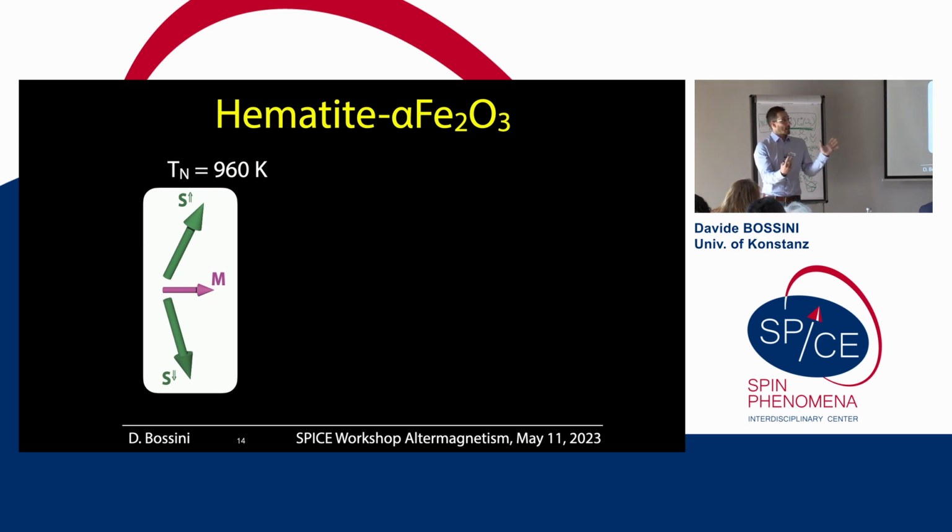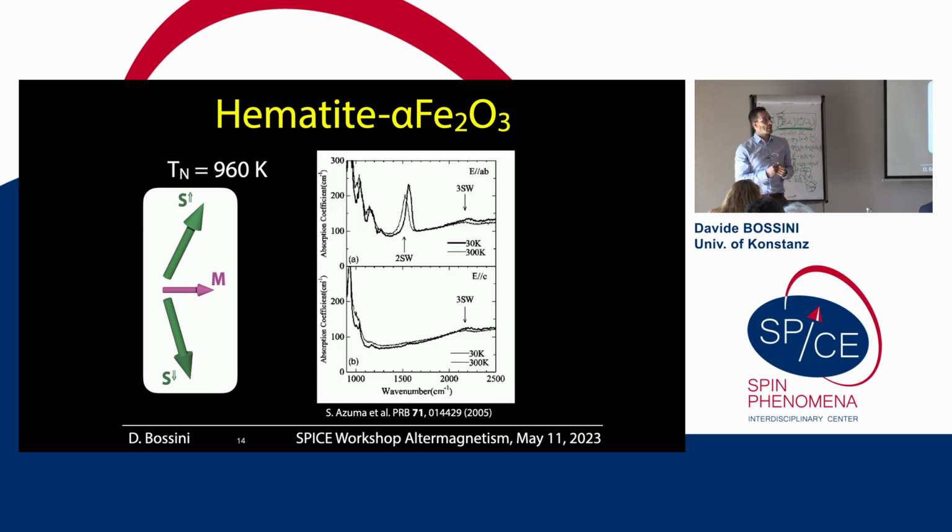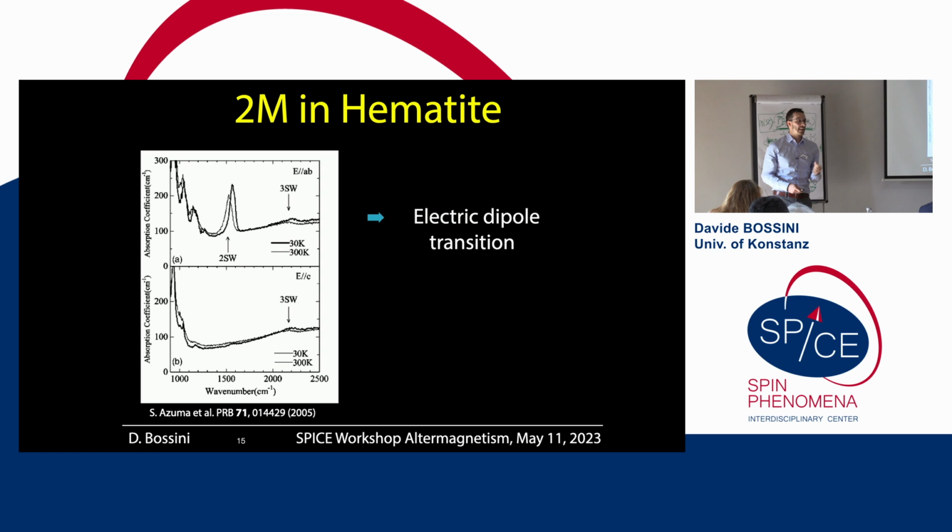Roughly 20 years ago, some colleagues from Japan published the absorption spectrum of hematite in the mid-infrared spectral range. And they did observe this peak that they call 2SW. That corresponds to the 2 magnon mode. The frequency is 45 terahertz, and it corresponds to the frequency of a magnon pair near the edges of the Brillouin zone. The experiment was done in a very systematic way. The data were interpreted in terms of group theory, so it's a really good experimental paper. Among all the things that the authors concluded, the most important for us is that this absorption peak in nature is an electric dipole transition.